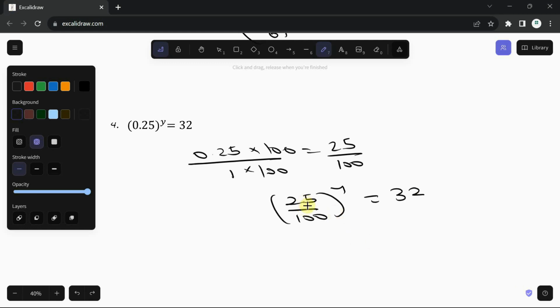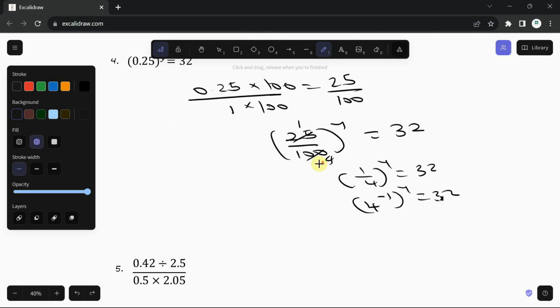So 25 over 100, how can I divide this further? I could say 1 and 4, right? So this is like saying 1 over 4 raised to the power of y is equal to 32. Or I could also say 4 raised to the power of minus 1, raised to the power of y, is equal to 32, right? And 4 raised to the power of minus 1 is saying 2 raised to the power of 2, minus 1, y, right, is equal to 32.